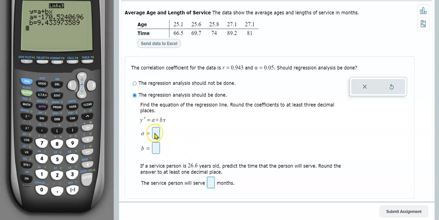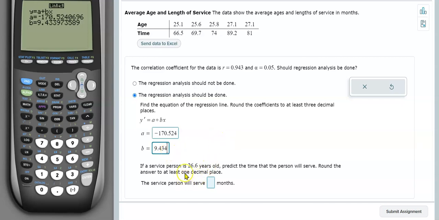So you're going to get the values that you need. I'll type in right now, the A is minus 170.524, and I think they want at least 3 decimal places. And the B would be 9.4339, so 9.434.